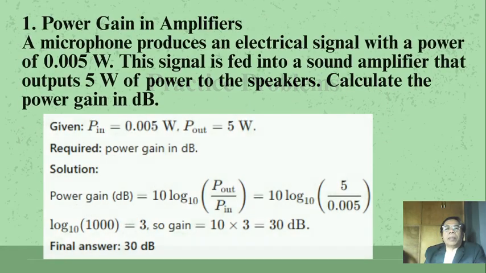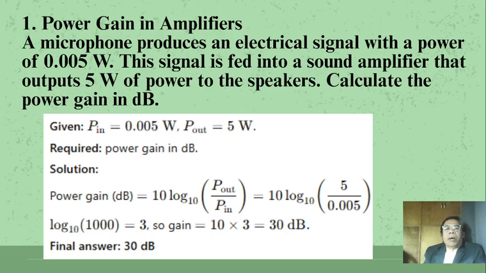Now, practice problem number 1. Power gain in amplifiers. A microphone produces an electrical signal with a power of 0.005 watt. This signal is fed into a sound amplifier that outputs 5 watts of power to the speakers. Calculate the power gain in dB. So we're given the P in 0.005 watt and the P out 5 watts, and we are required the power gain in dB.